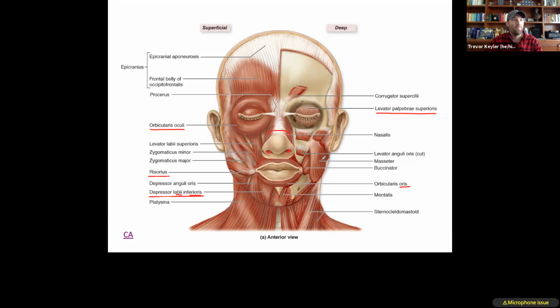Here we have one of the stronger muscles in the face, the masseter, a massive chewing muscle. And masseter, you can remember because it sounds like masticate, which is to chew. It also helps close the mouth, provides a lot of downforce.